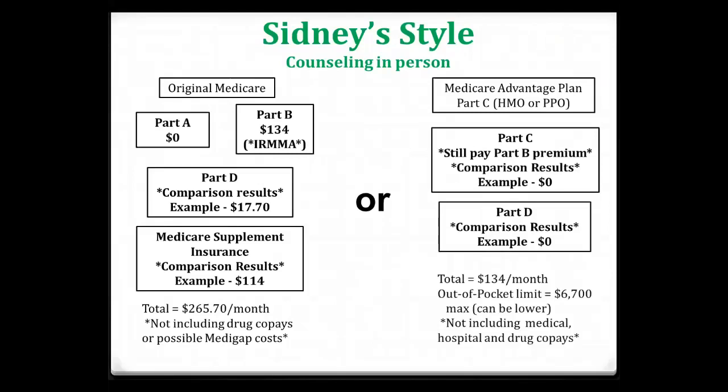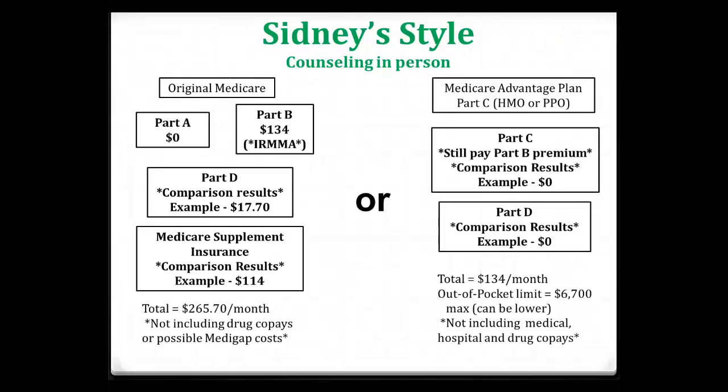So I tell them that their total monthly premium is $134. But another thing that's extremely important to tell them is what their out-of-pocket spending limit is going to be for that Medicare Advantage plan. So you'll have $6,700, like I said, is the maximum. However, depending on whatever plan you enroll into, it could be lower than that. Again, it depends on the plan and what comes out of the Medicare.gov comparison tool. And it does not include the copays for your hospital, medical, or prescription drug coverage. So you're going to have those copays that they have to consider as well.